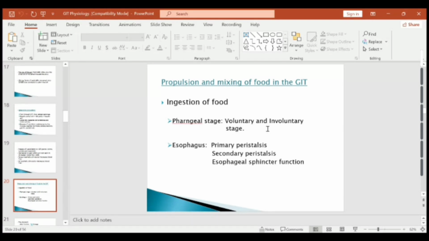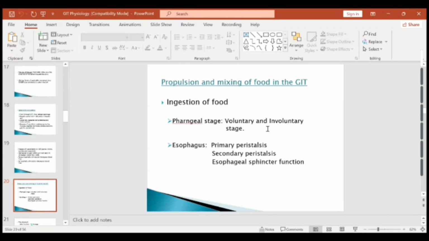The propulsion and the mixing of food is the other type of movement that we said occurs through the following phases. So once we have the ingestion of the food, we have the pharyngeal stage, which is usually immediately you take your food and put it into your mouth. So you chew it and then you start swallowing. Swallowing occurs in the following process. We have the voluntary part of it, and then we have the involuntary part of it.